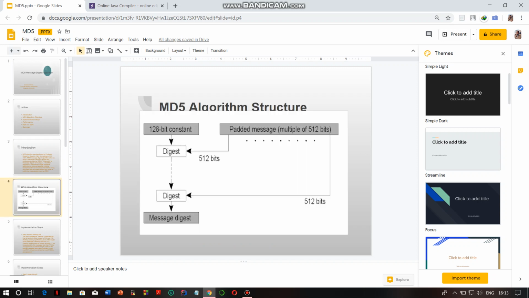Now, in this, I've just shown you the figure about how a padded message is converted to digest. These padded messages are converted to digest, and this 128-bit constraint adds to it. And finally, we get the message digest. Next slide, please.